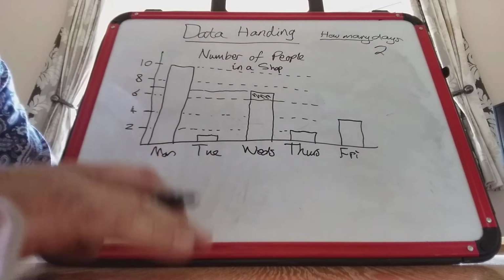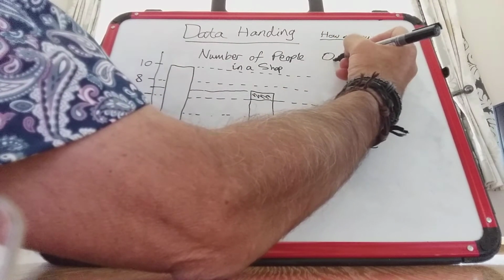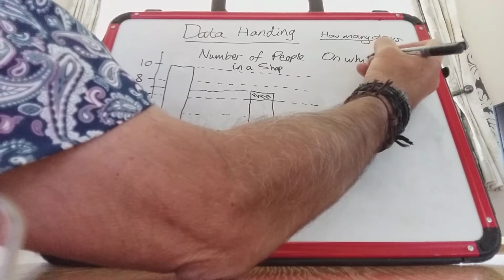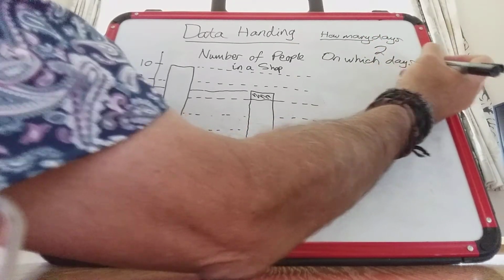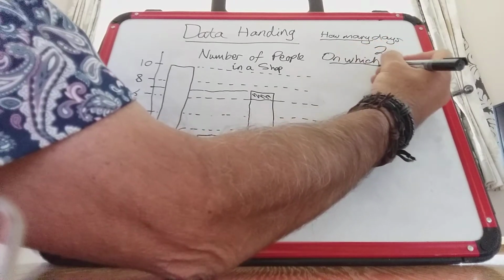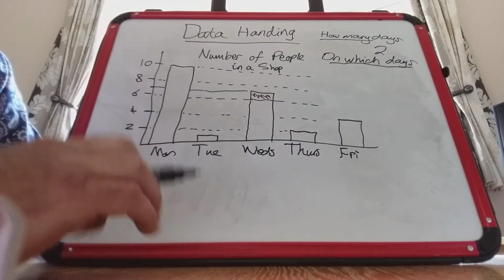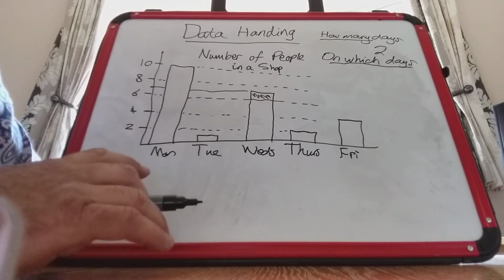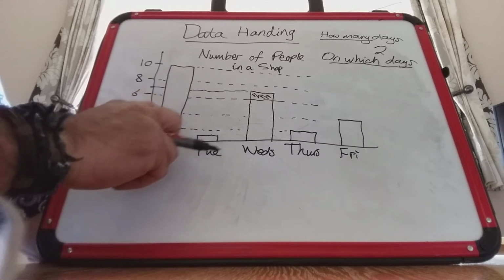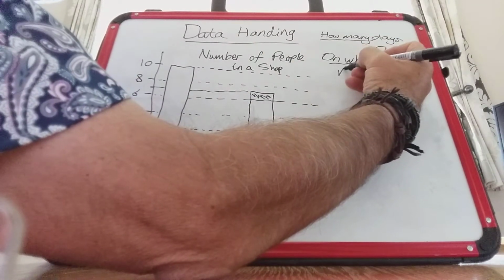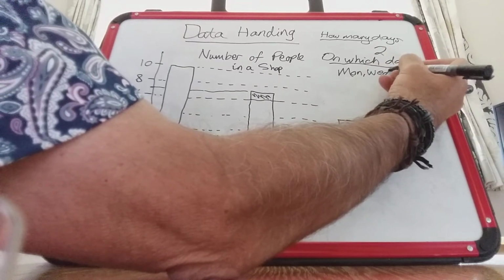Okay. However, if they say on which days, okay, then the question is actually asking you for the actual names of the days. So if it says on which days were there more than 5 people in the shop, you would say Monday and Wednesday, and you would actually write those down. Monday and Wednesday.